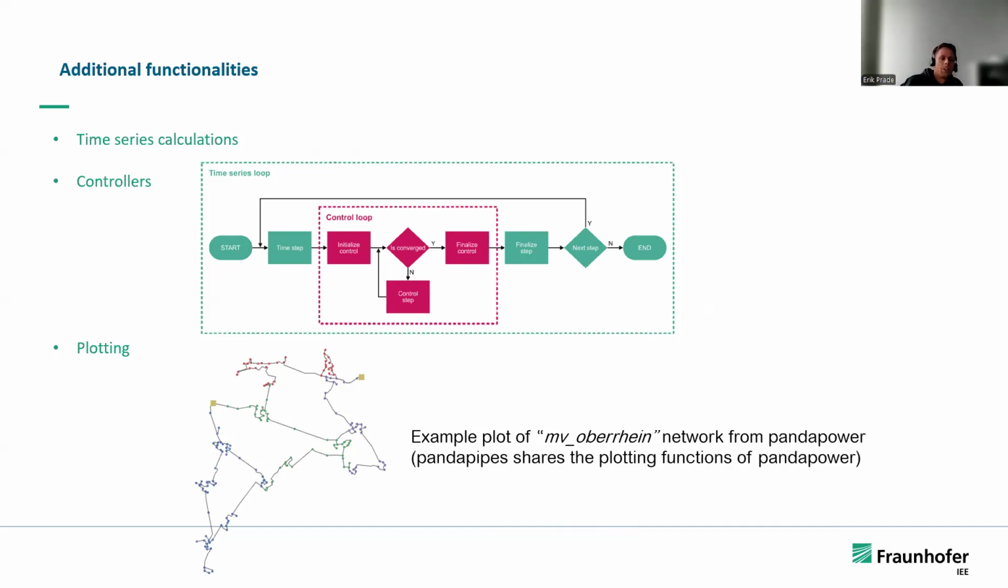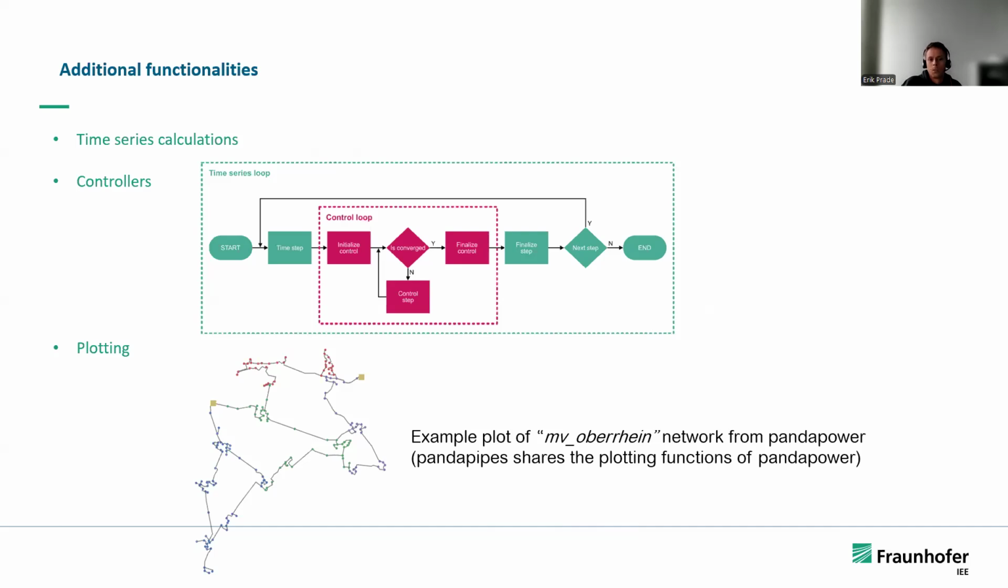And one application here for the controllers could be if you do these time series calculations and in your time step you see your net is not converging, your calculation is not converging, you could use a controller to adapt parameters of your grid to change these.